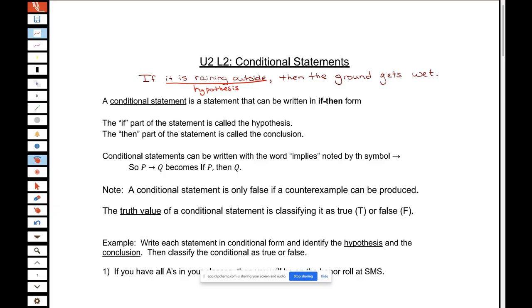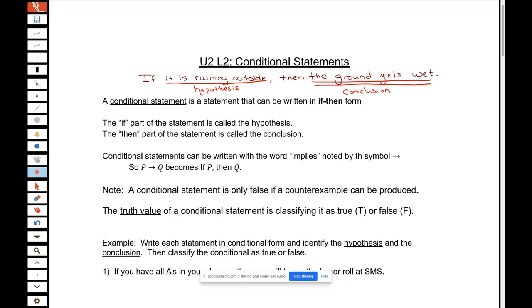Different than the use of the hypothesis in science class, so we have to keep our context going here. The then part of the statement is called the conclusion. So it's the part that comes after the word then. Sometimes we just underline that twice so you don't have to write the word conclusion, but in our notes, we should write it once. Underlining one time means it's the hypothesis. Underlining two times means it's the conclusion.